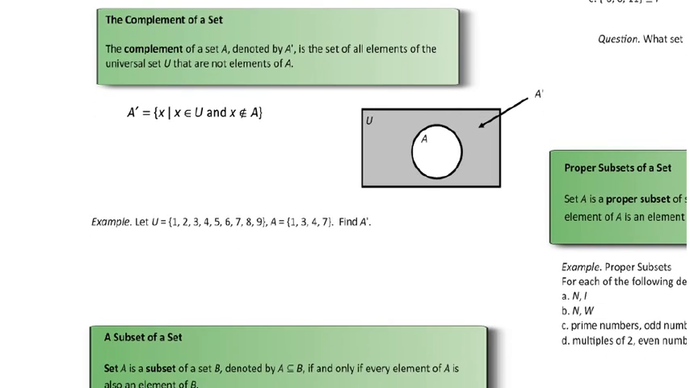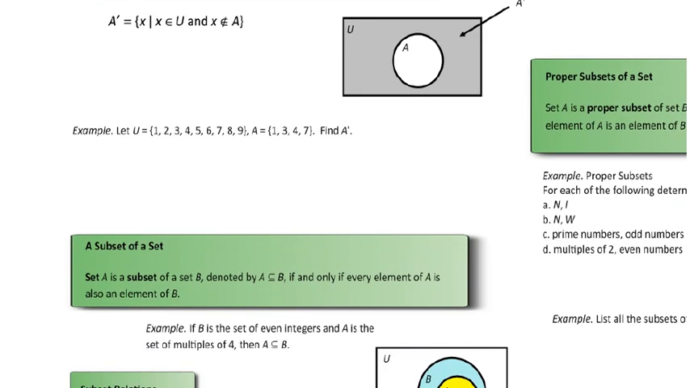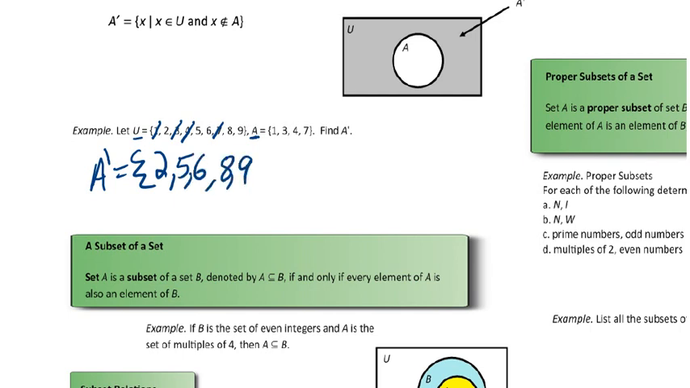So this first example just wants us to find the complement of A. I would just cross off anything that's in A in my universe and write everything else. Since 1 is in A, I cross it off. 3 was in A, 4 is in A, 7 is in A. So I'm left with everything else. So 2, 5, 6, 8, and 9 would be the complement of A.